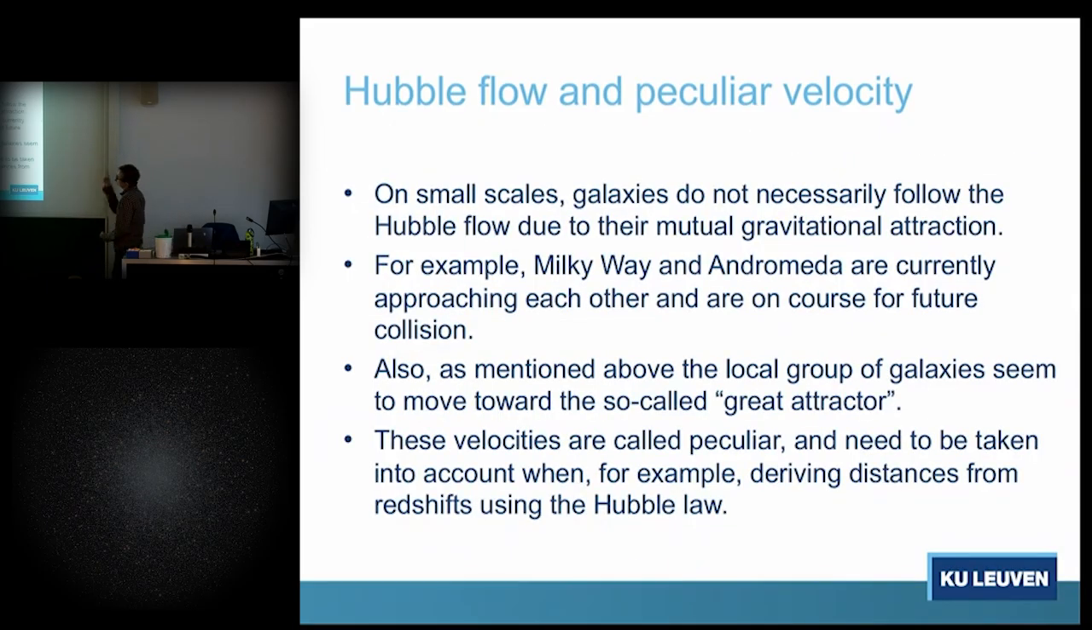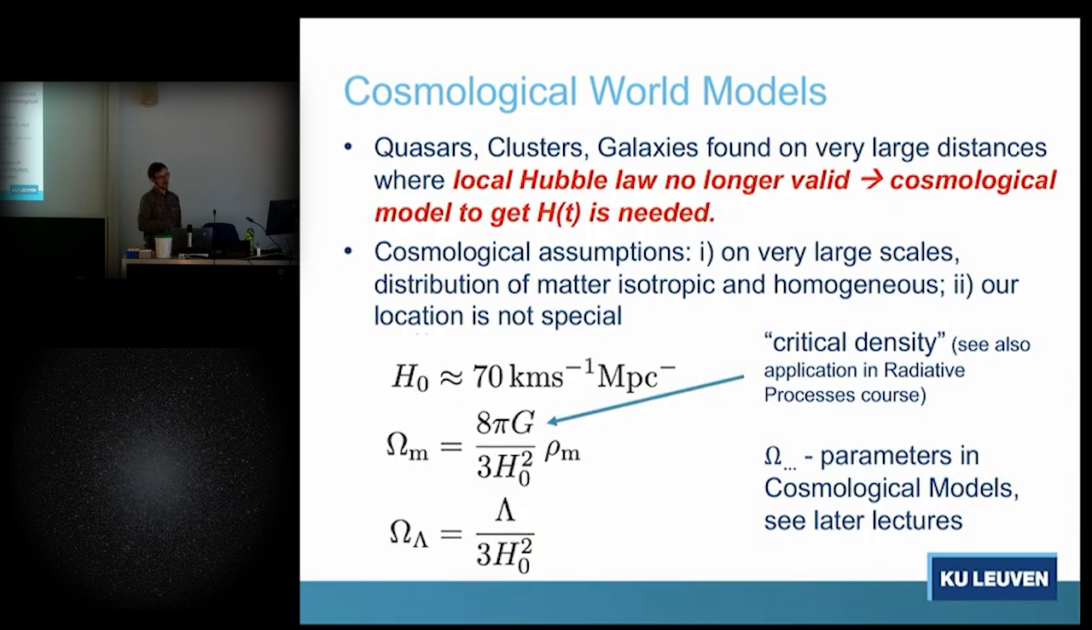Now, like I said, on small scales, galaxies do not generally follow this Hubble flow, because of their mutual gravitational attraction. I already mentioned that the Milky Way and Andromeda are approaching each other, and they're on course for a future collision, actually. So they don't follow the Hubble flow. And the local group of galaxies seems to move towards the so-called Great Attractor, and these velocities are called peculiar velocities, and they need to be taken into account.